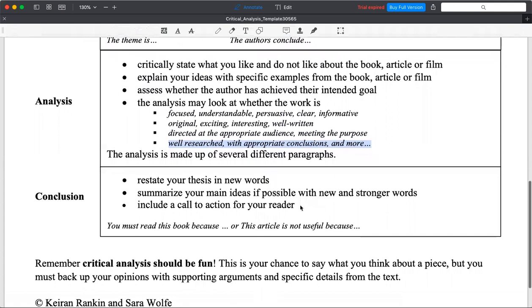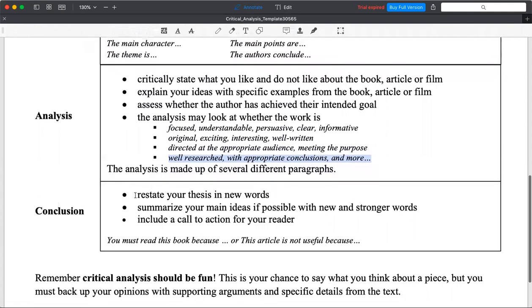Don't forget the concluding statement to be given, and you need to restate your thesis statement in your own words. So basically, paraphrase. Then, after, you need to summarize your main idea, if it is possible, with new and stronger words, and include a call for action.